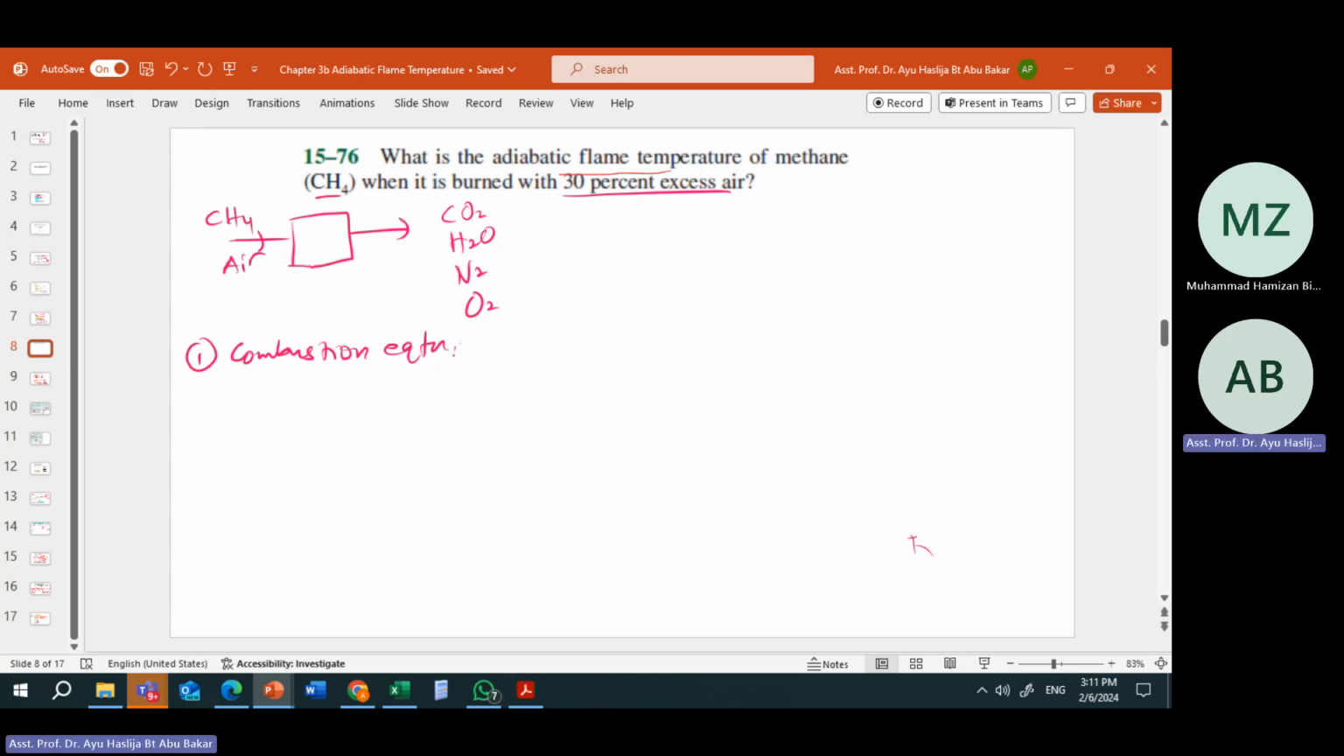Here it is excess air, right? Excess air, so that means it is not exact already. Correct? Start of course. It wants T adiabatic. Okay, then the combustion equation would be CH4 and the A unknown.